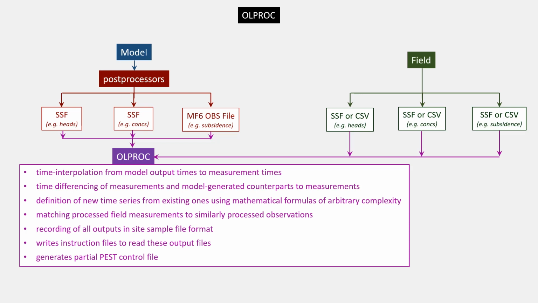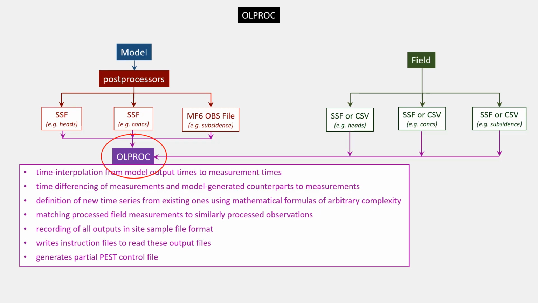It records the outputs of this complicated processing in site sample files. And then it writes instruction files which can read those site sample files. And then it can build an entire PEST input dataset in which model outputs are matched to field data, differenced modeled outputs are matched to difference field data, and more complicated functions of model outputs are matched to the same functions of field data. So the inversion process then can become quite sophisticated.